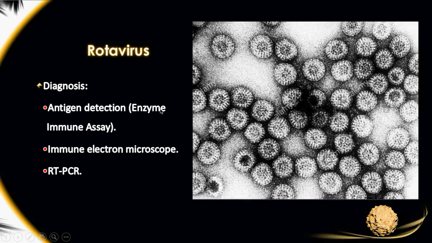To diagnose rotavirus in the lab, we can do antigen detection by ELISA, or we can use what we call immune electron microscopy. As you can see, the virus may look like a wheel under the microscope, especially if you enhance it through an immune attachment maneuver. We can also use PCR, in this case RT-PCR, for the viral nucleic acid.